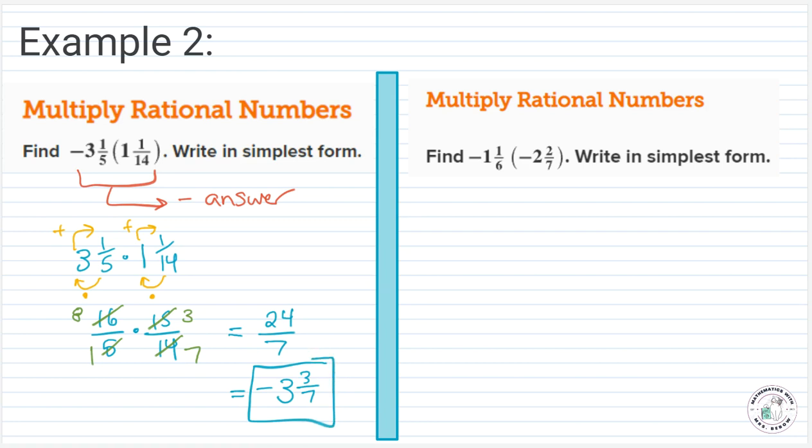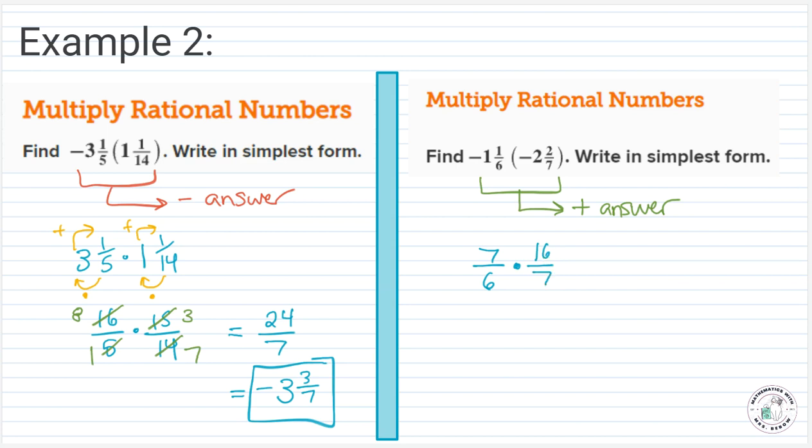And now for the one on the right, same idea. So we do need to rewrite these into improper fractions before we can actually multiply. Now for this one, we have a negative times a negative, so this will be a positive answer, so we can just ignore those negative signs completely. And for the 1 and 1/6, again, following the same math as the previous example, you'll do 6 times 1 plus 1. So this will turn into 7/6 multiplied by, again, 7 times 2 plus 2. So that'll be 16/7.